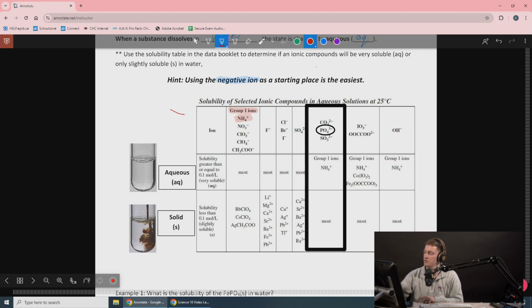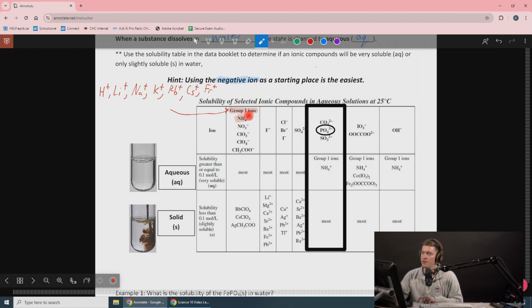Group 1 ions are any of the ions that come from the elements in the first column or first group on the periodic table. So group 1 ions would be hydrogen, lithium, sodium, potassium, rubidium, cesium, and francium. Those are our group 1 ions in that first column of the periodic table.